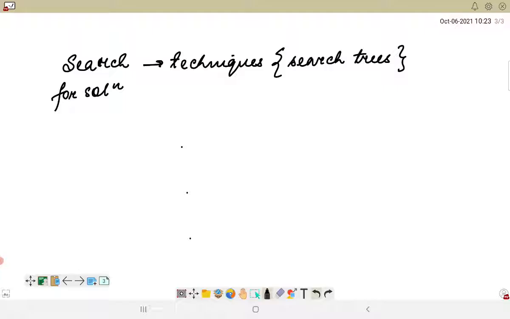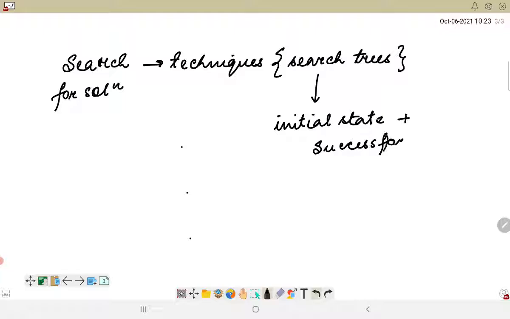And how are these search trees generated? These search trees are generated using the initial state plus the successor function. Sorry, the spelling is not correct. Successor function. We have already talked about the successor function and we will not be going into details about it again. You can always refer to the previous video.